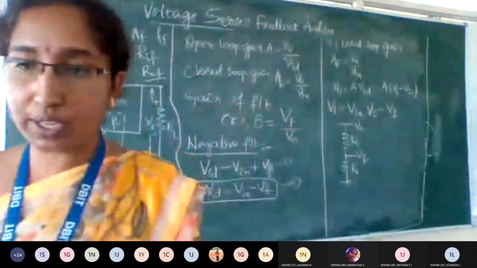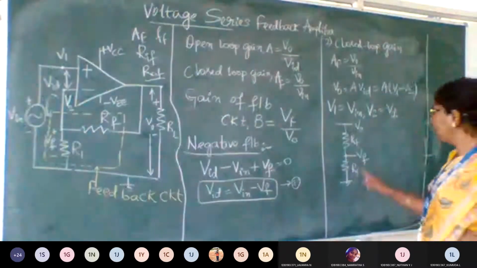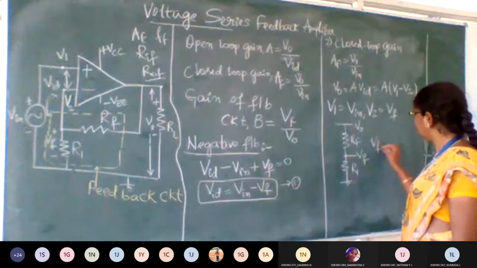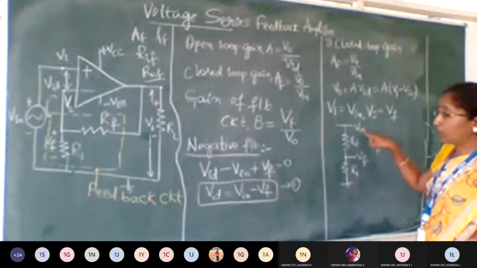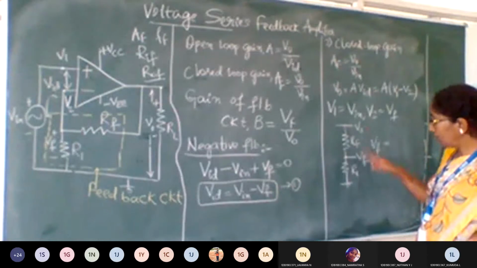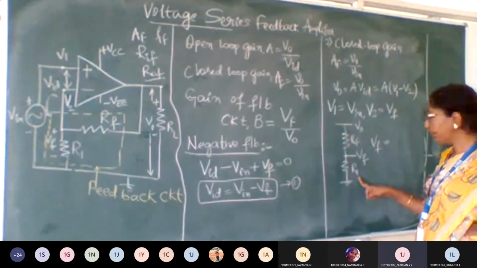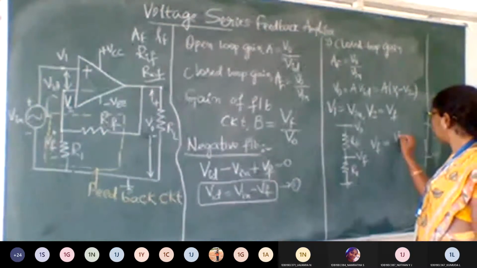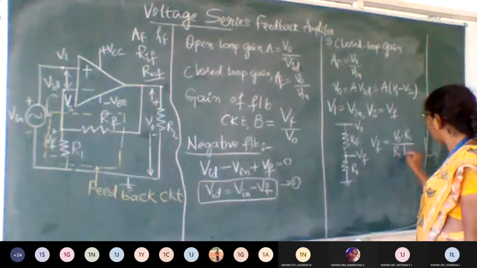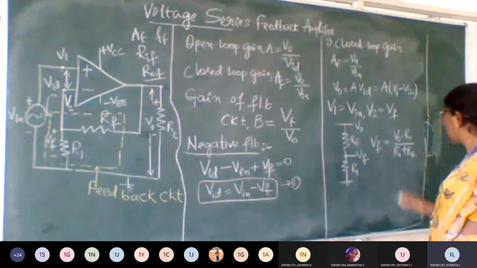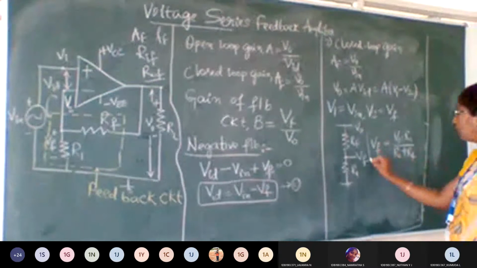What does your voltage divider rule say? What is Vf now? The feedback voltage is the supply voltage V0 into R1, divided by Rf plus R1. Divided by the sum of the resistances. What is the sum of the resistances? R1 plus Rf. So this is your Vf.